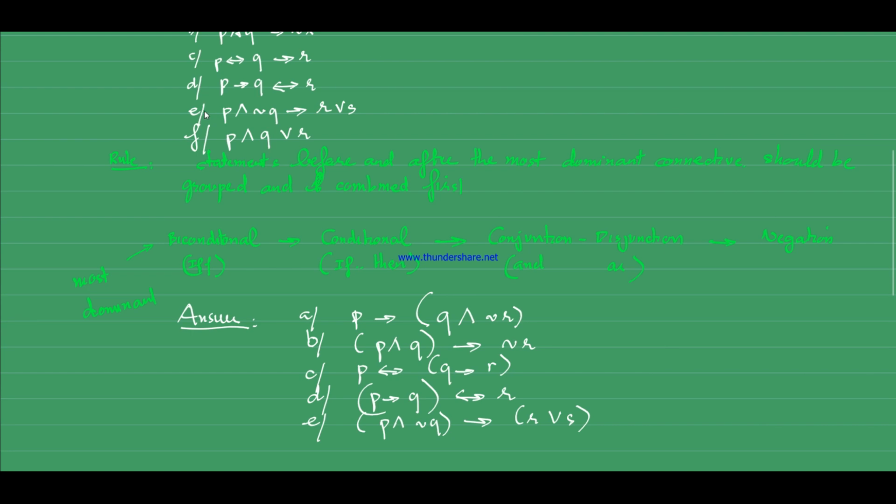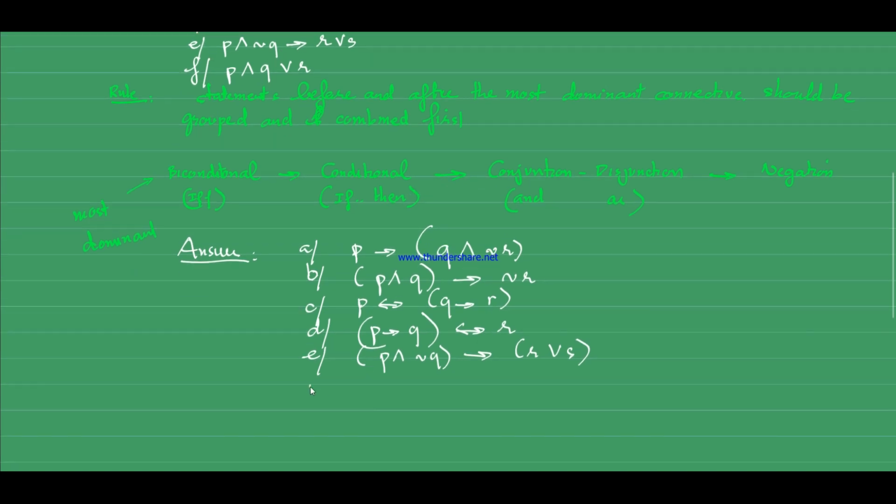Now the last one, we don't know which one goes first because it's on the same level here. It's not clear enough. Because it's not clear, if we apply the rule, you see that the conjunction and disjunction are on the same level of dominance, so we don't know which one goes first.